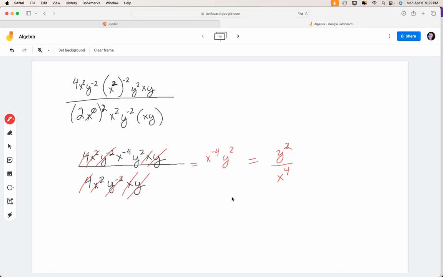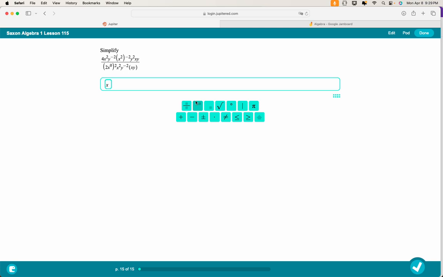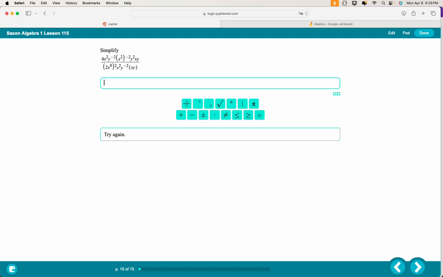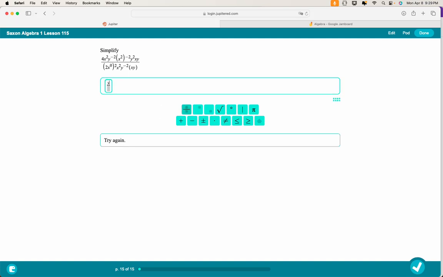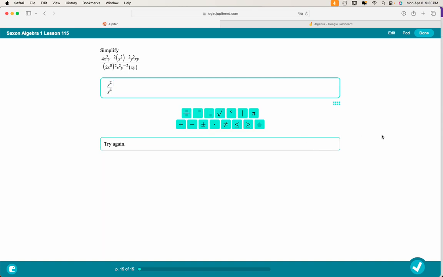Now I'm not sure which one Jupiter's going to take, so I'm going to try both of them. Let's try the first one. X to the negative 4 and y squared. I think that's what I have. Yeah. Let's see if it takes that. Nope, it's not that. So I'm going to try again. I'm going to do fraction style. Y squared over x to the 4th. And that's what it wants.